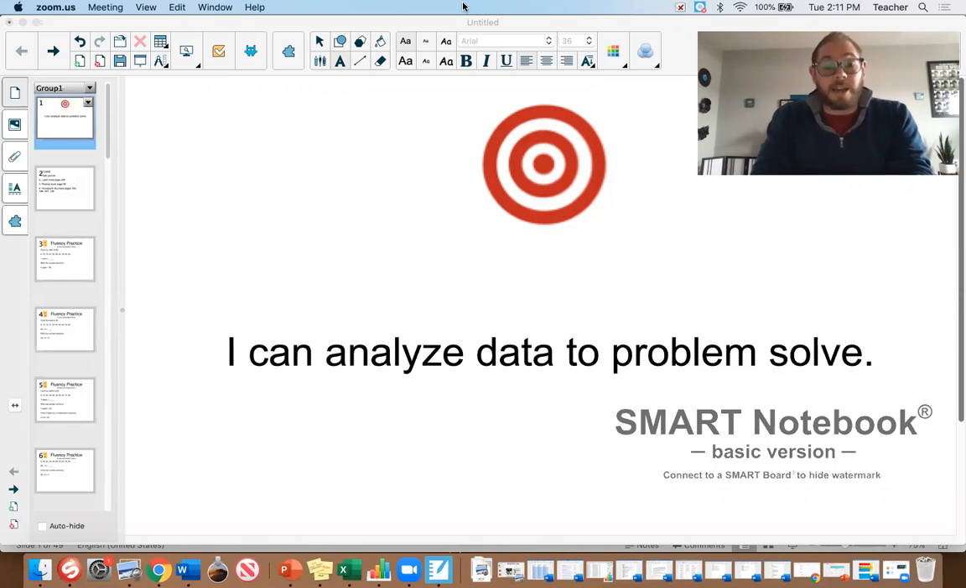It's the last day of our math lessons this week, and I am looking forward to going through our last lesson of Module 6 with you. So today we are doing Module 6, Lesson 9, and our learning objective says, I can analyze data to problem solve. So basically, we're going to be using data given through graphs and line plots, and we're going to be answering questions about it. All right, so before we get started, we need to make sure we have everything.